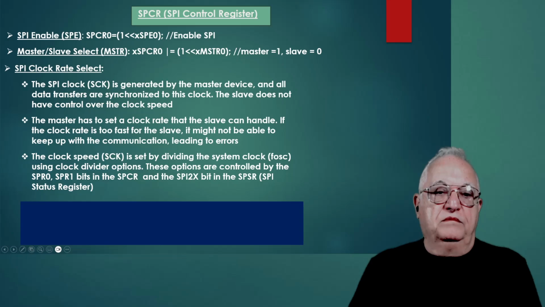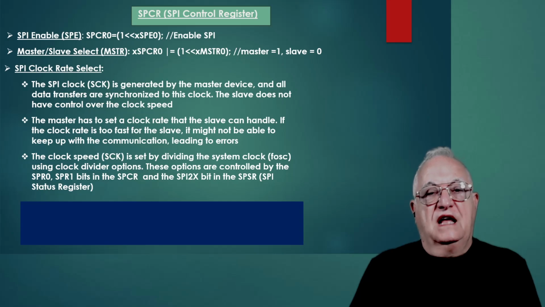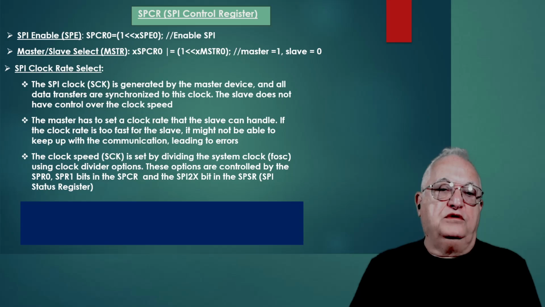So what I'm saying is that the clock rate is controlled by the master, and the speed has to be in such a way that the slave can handle. If it's too fast, the slave is going to start dropping messages. So you go as fast as you can, but it has to be something that the slave can handle.